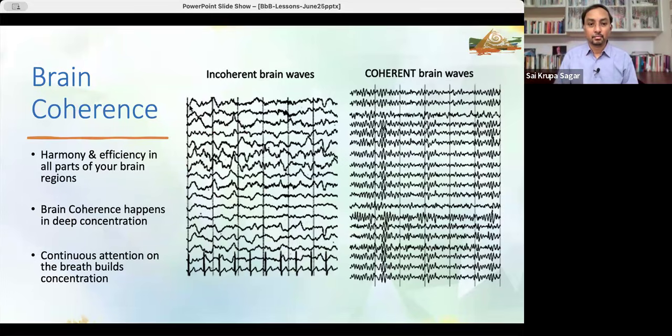This is basically the different parts of your brain, or the different lines. Here it's very zigzagged. Here you can see there is a harmony in how different parts work. Continuous attention on the breath builds concentration, which is what we are doing today.